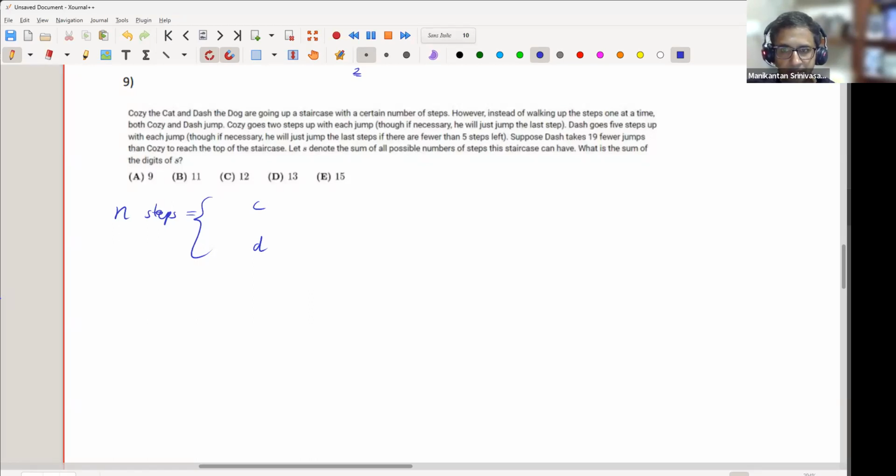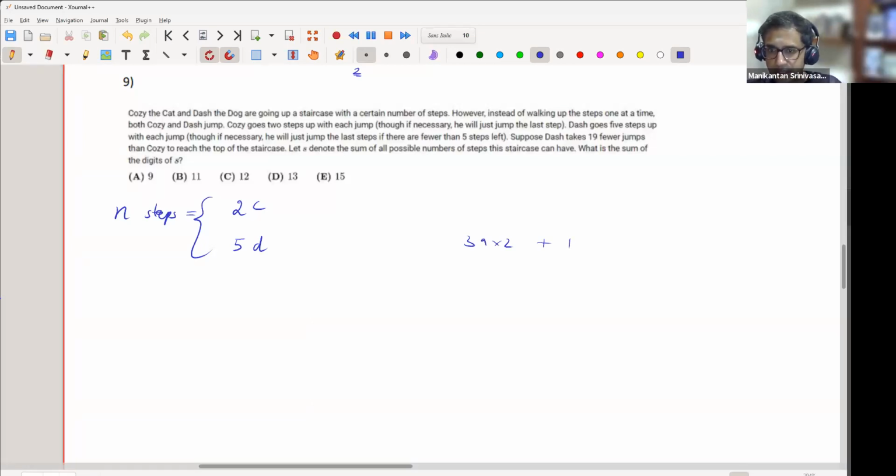Now the cat's jump is a small jump, right? How much is it? 2 steps. And the dog's jump is 5 steps. So if the cat took c jumps, it would have covered 2c, and the dog, if it took d jumps, would have covered 5d. That's very simple. But every jump is 5, 5, 5, 5. The last jump alone depends on the number of steps. For example, if it's an odd number like 79, the cat goes 39 full jumps, 39 into 2, and then the last jump will be just 1 step.